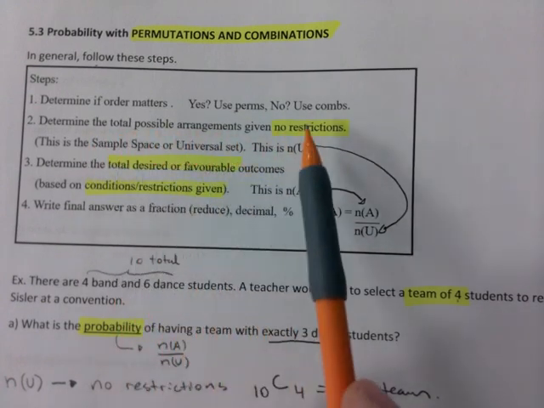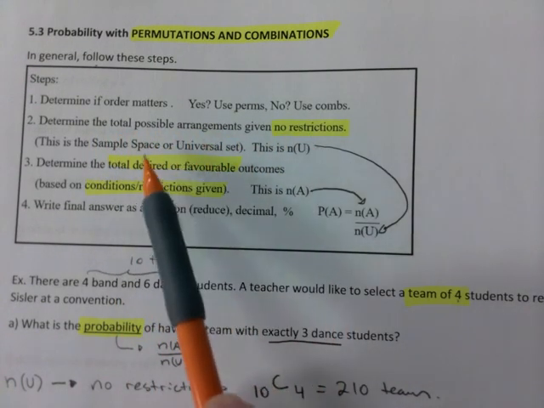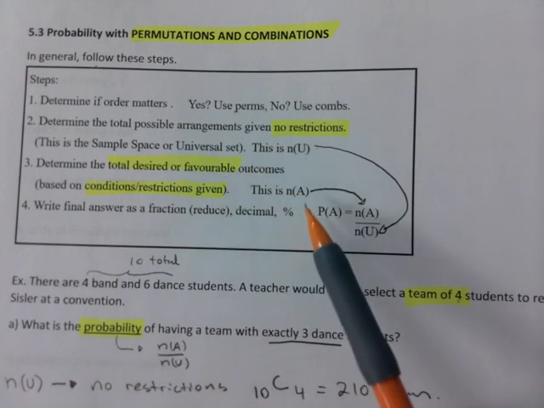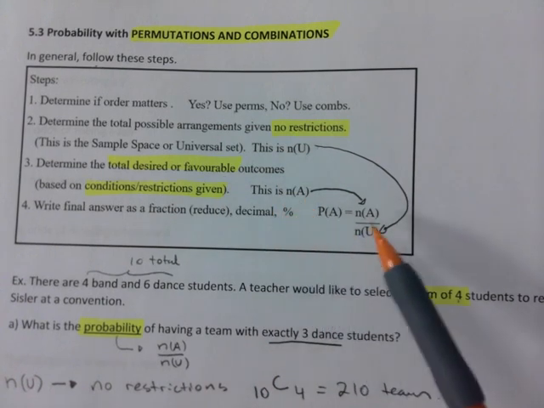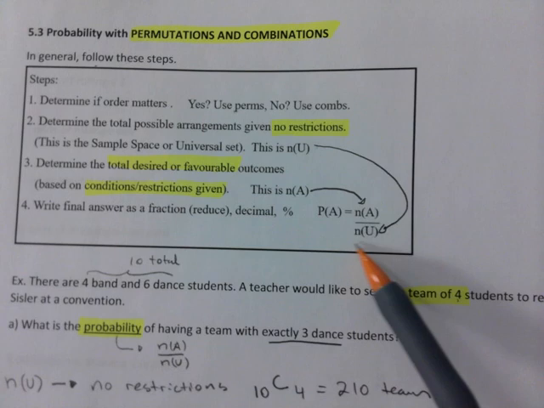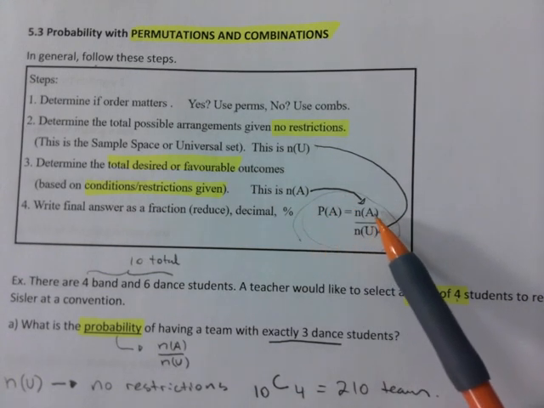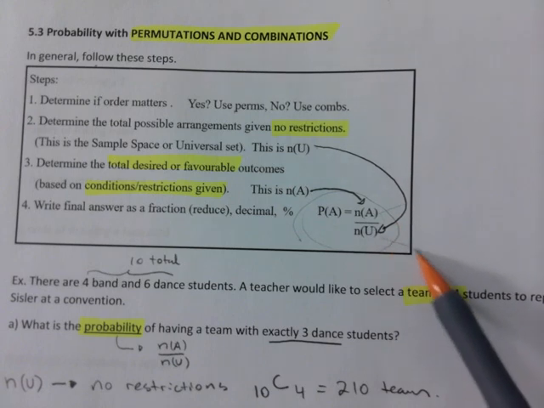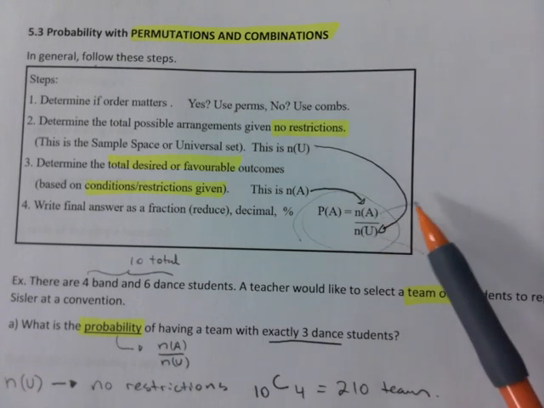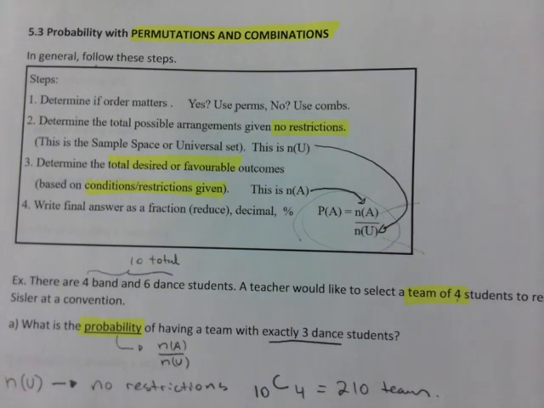Determine the total possible arrangements, that's your NU. Favorable, that's your NA. Right? And then you state it like this. In the homework video, you probably saw me starting with this, and then I would branch off. I would be like, hey, let's do NU first, and then NA next, right? And then I've just put them together, and then we get our numbers there. So let's continue with that.